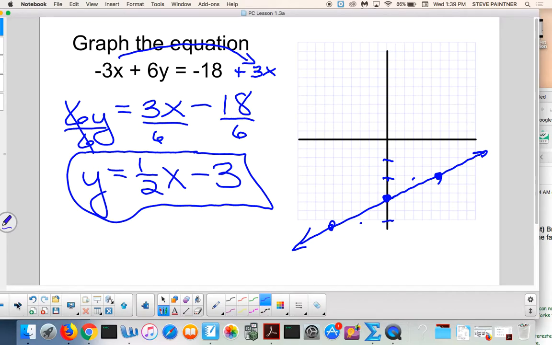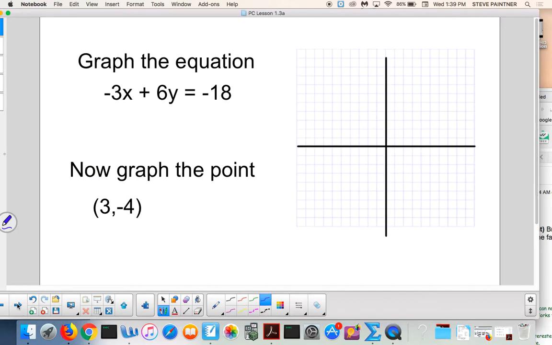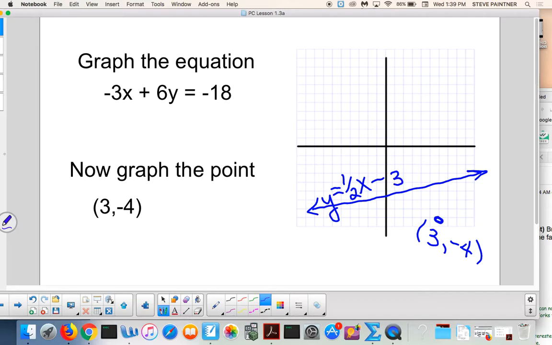Okay, this is the hard part. Now what? Graph point 3, negative 4. I was just kidding. It's not the hard part. This is the easy part. Graph that point. Here was what you already have, right? You have this. Okay. You're graphing what now? 3, negative 4 is about in here somewhere. Good? This is y equals 1/2 x minus 3. Okay. So that is not the hard part. That was the easy slide.